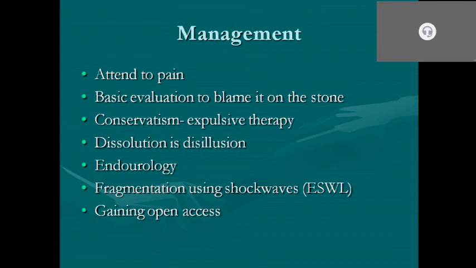Then size. If the stone size in the ureter is less than 7 mm, the chances of expulsion are high. If it is more than 7 mm, chances of expulsion are low. Then it depends on the comorbid conditions of the patient which decrease ureteric peristalsis, like diabetes mellitus and hypothyroidism. This also affects the spontaneous expulsion of stones by conservative mechanism.